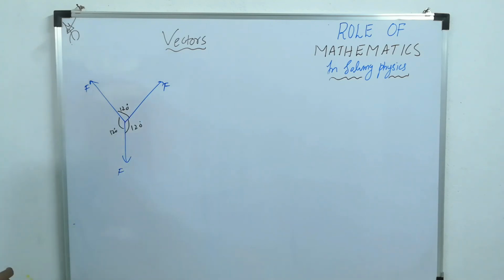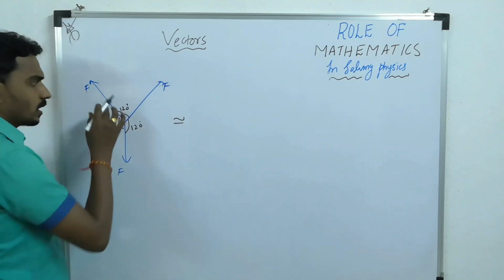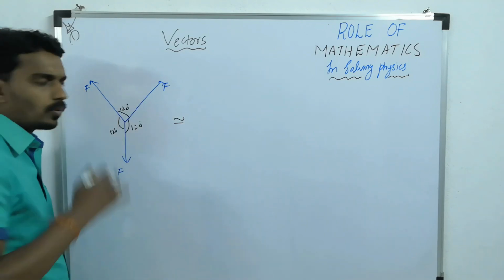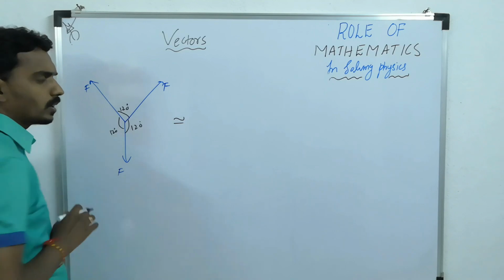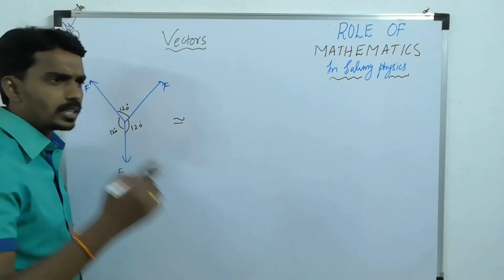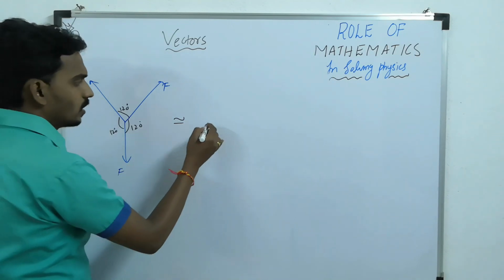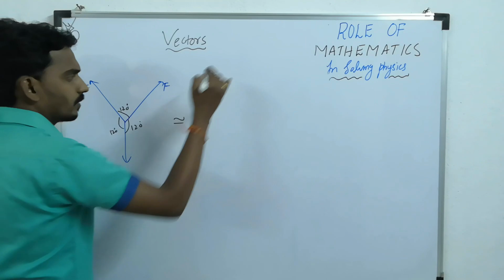Now, to find the resultant, you will have to use the data we discussed. Take any two vectors and find the resultant. These two are at 120 degrees. What is the resultant? If A equal to B and theta is 120, then the resultant is also equal to either A or B. So the resultant must be F.